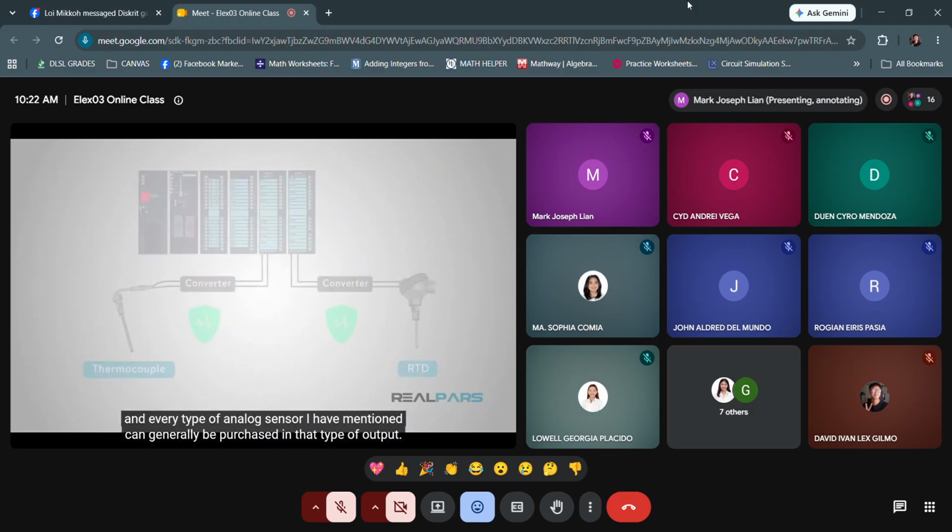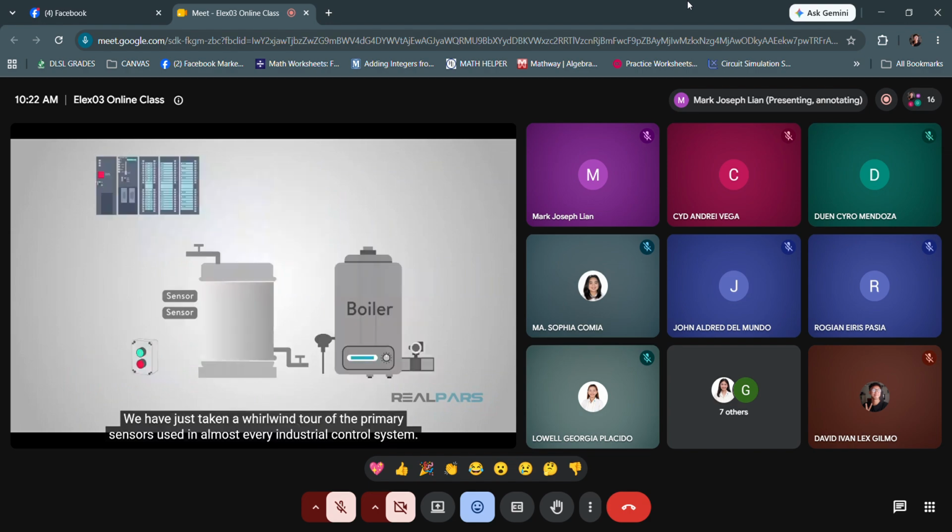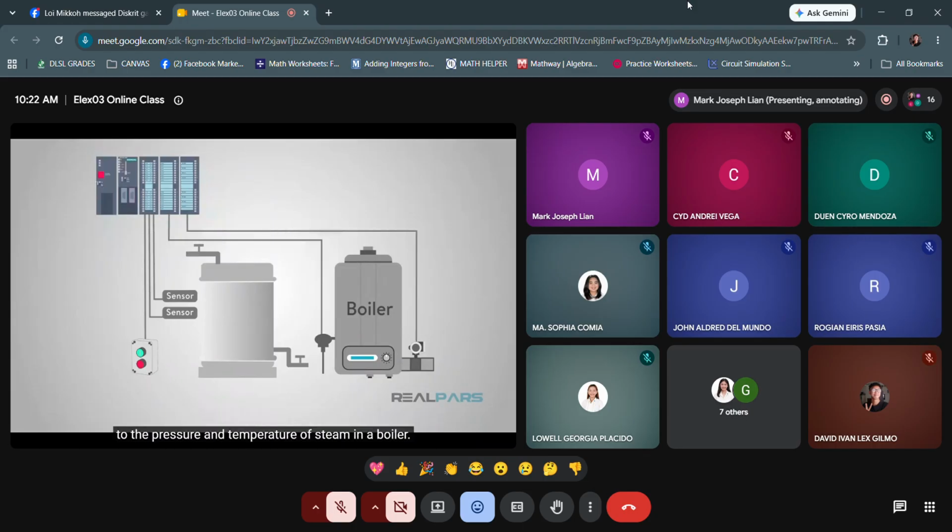We have just taken a whirlwind tour of the primary sensors used in almost every industrial control system. With these sensors, we sense everything from which buttons the operator pushes, to the height of liquid in a tank, to the pressure and temperature of steam in a boiler. These sensors and a few others, with their signals processed by hardware and software, control the industrial processes of the world.